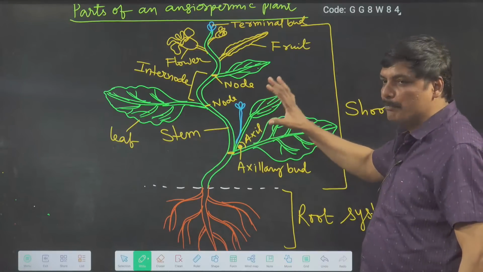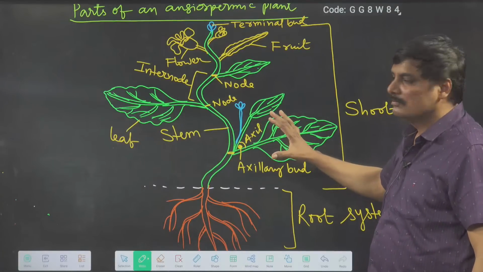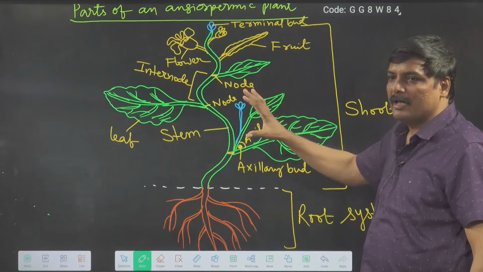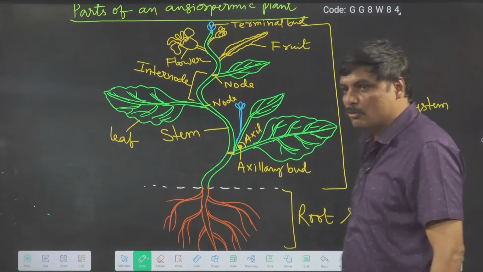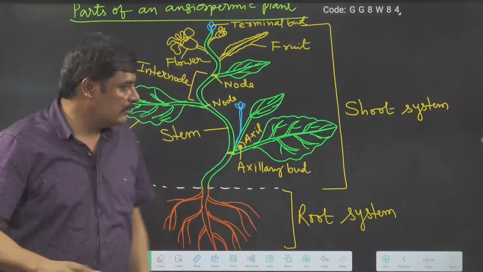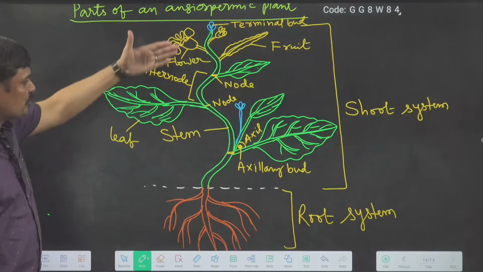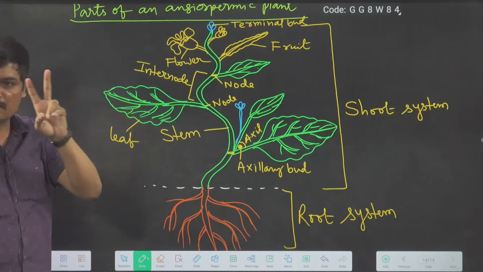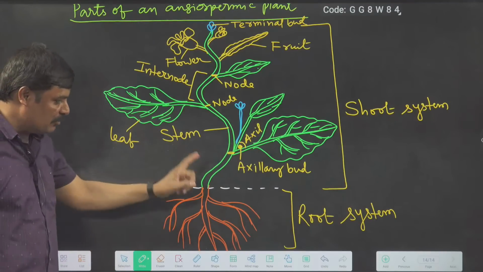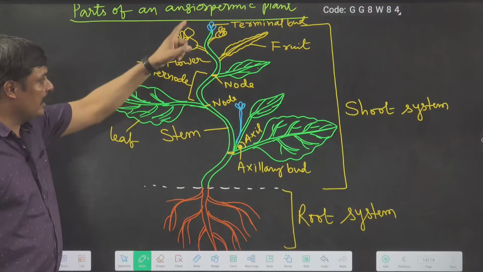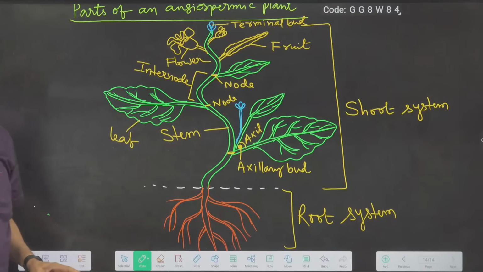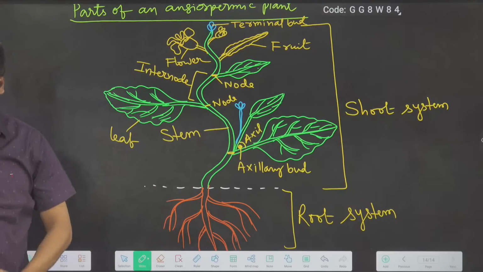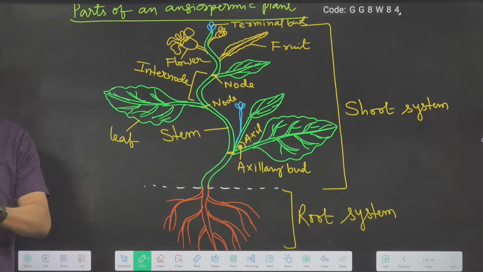This is a brief account of parts of a flowering plant. Once again, I go through this. You follow once again briefly. An angiospermic plant body consists of two parts. The underground part called root system and the aerial part called shoot system. The root system provides anchorage or support and also helps in absorption of water and minerals from the soil.